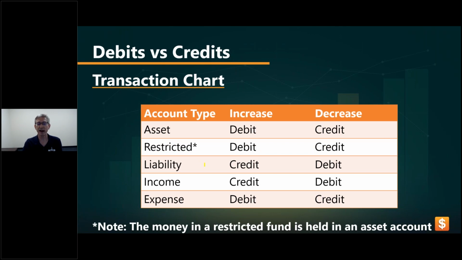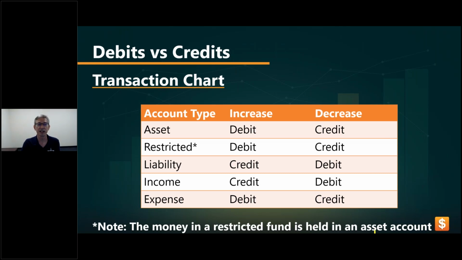Any liabilities that you have, the credit increases the liability, the debit decreases that liability. As we talked about earlier, a credit to an income account increases the amount of that income. A debit to that income will decrease it. For expense, it's just switched around, opposite from the income. A debit increases the expense and a credit will decrease it. And the note at the bottom is what I've already spoken about. The money in a restricted fund, this is the one with the asterisk up here, is held in Church360 Ledger as an asset account.